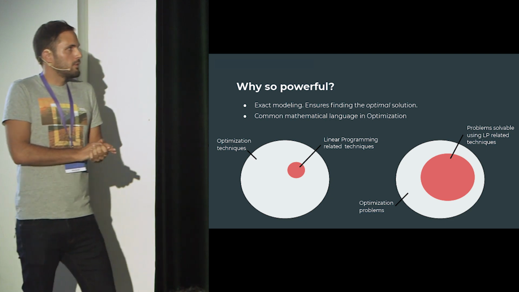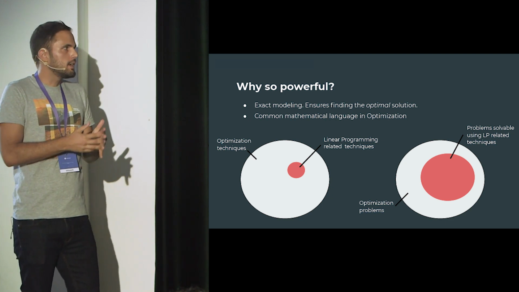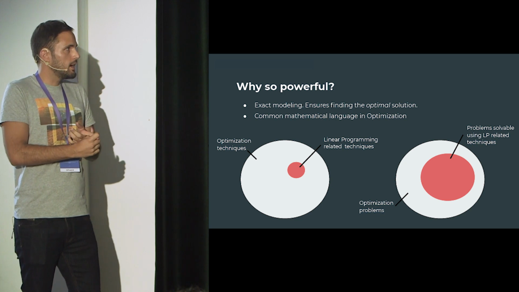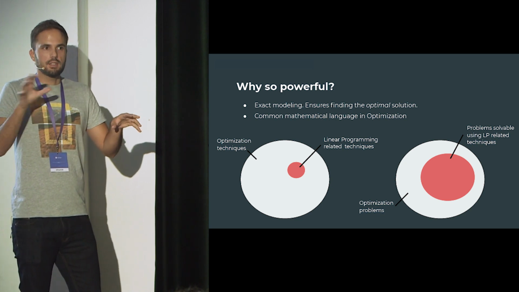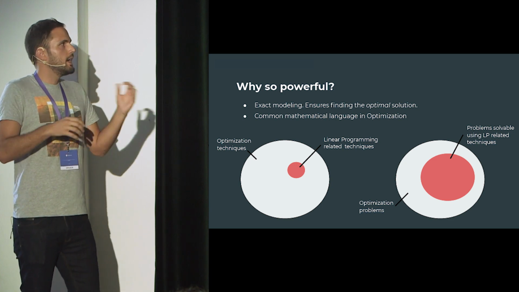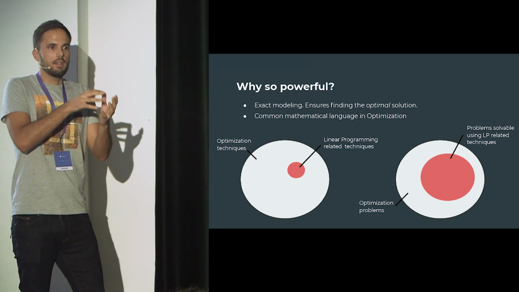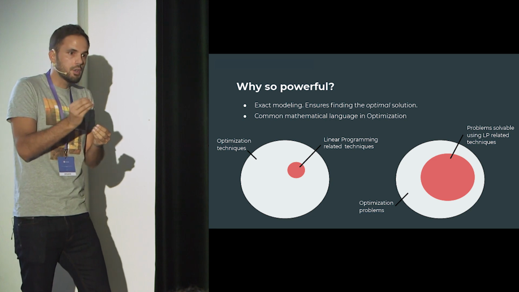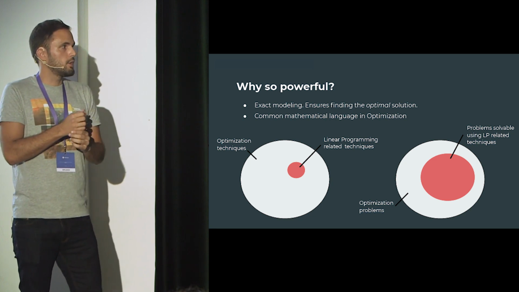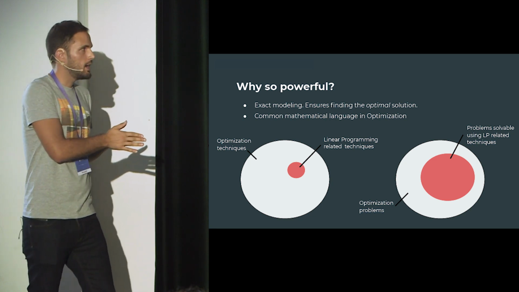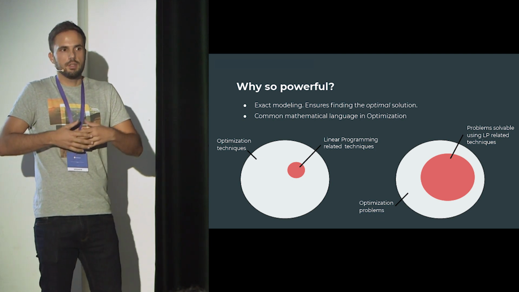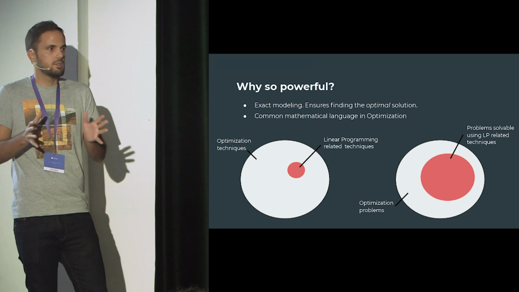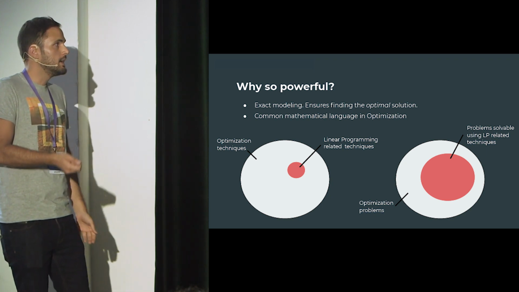And why is it so powerful, even though it's an old technique? Well, in optimization we can make a difference between exact and approximate algorithms. An exact algorithm is one that ensures that it has found an optimal solution, and this is an exact algorithm. The only problem is if your problem is too large, maybe it takes an infinite amount of time. So you have to be careful about this.